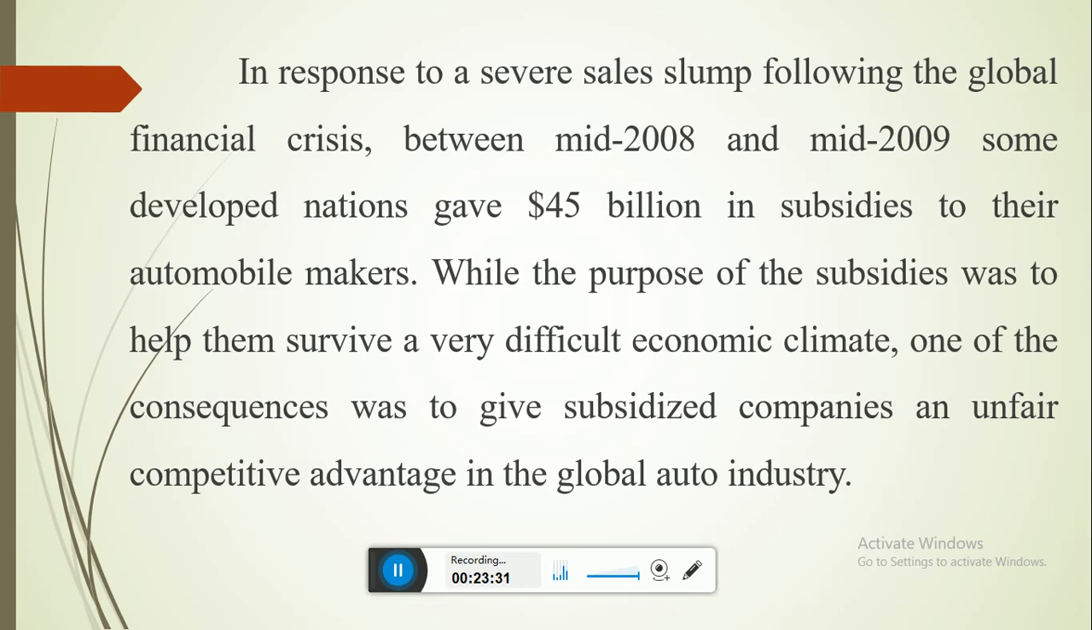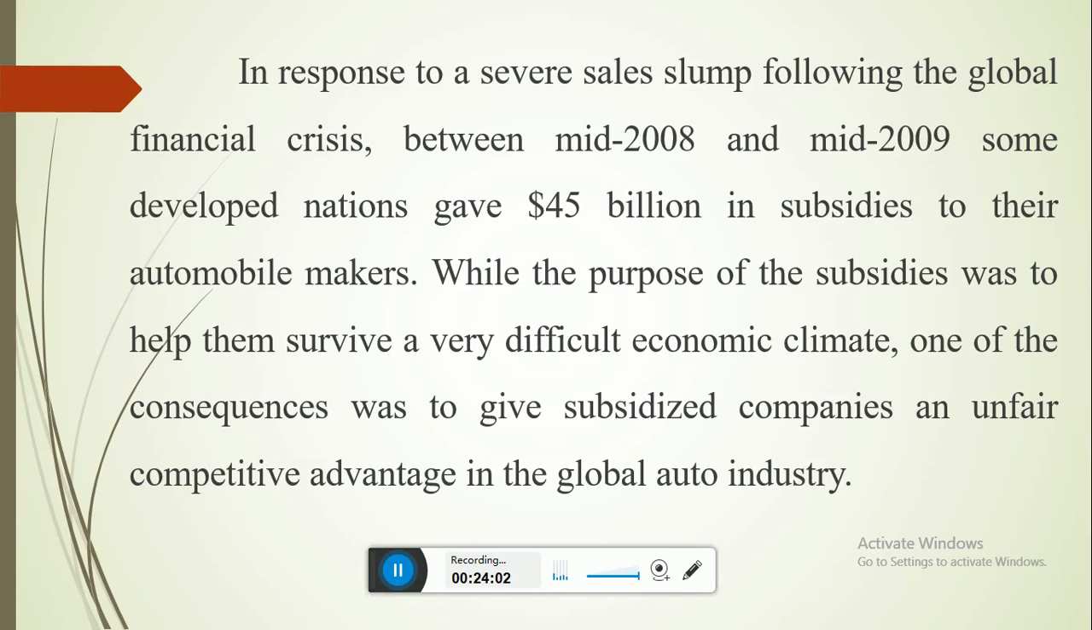So that's why you find that they could have been in hospitals, in different automobiles. So the main purpose of the subsidy was to help them survive a very difficult economic climate. It was a difficult economic time, and most of these companies suffered a lot. So that's why the government gave them subsidies, so they can survive the market.